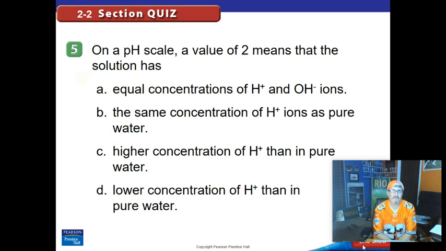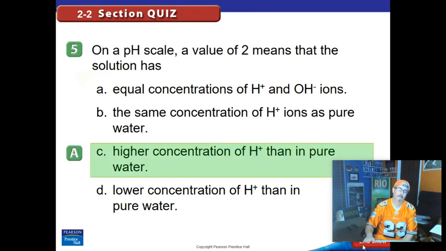On a pH scale, a value of 2 means that the solution has equal concentrations of hydrogen and hydroxide ions, the same concentration of hydrogen as pure water, a higher concentration of hydrogen than in pure water, or a lower concentration of hydrogen. Remember, acids have a higher concentration of hydrogen ions than hydroxide ions, and of course a value of 2 means it's going to be a lot more hydrogen ions than pure water. Sorry, I ruined the surprise.